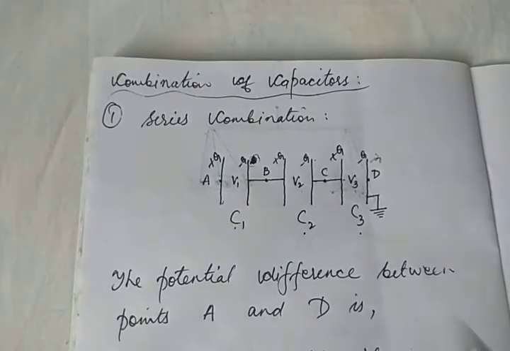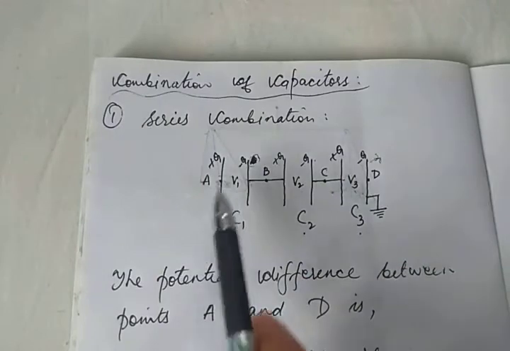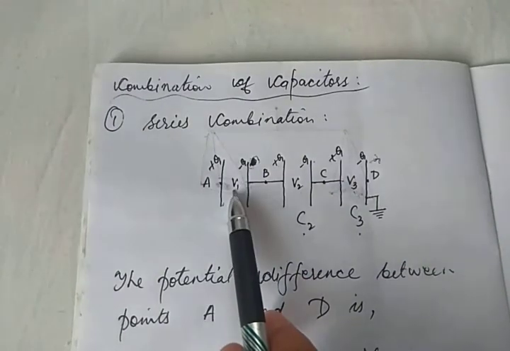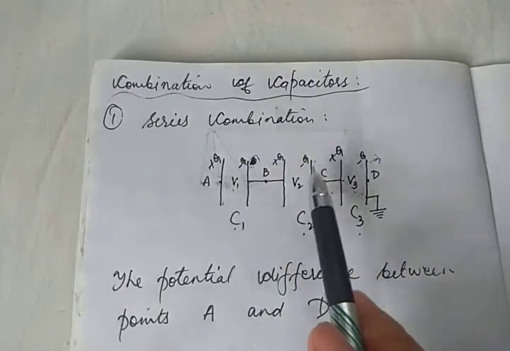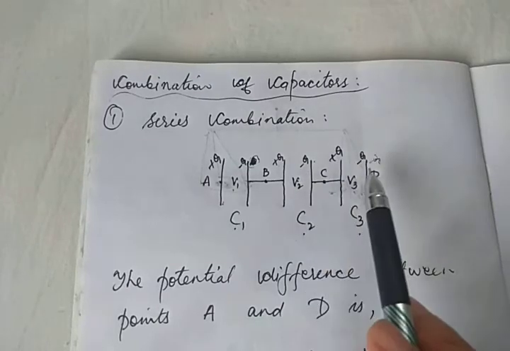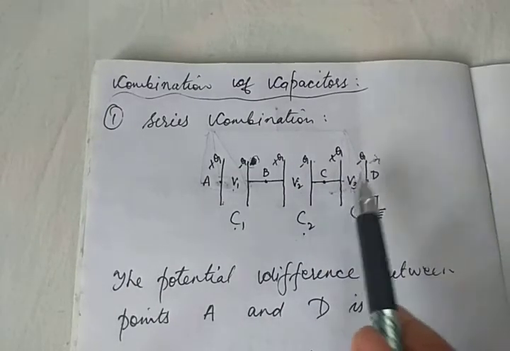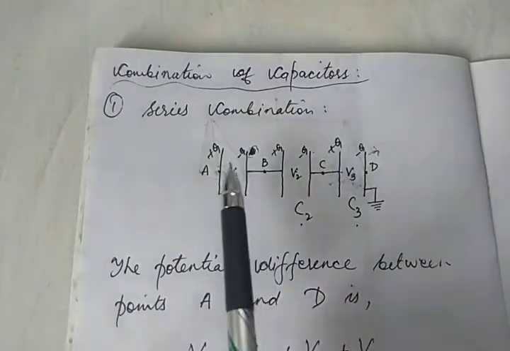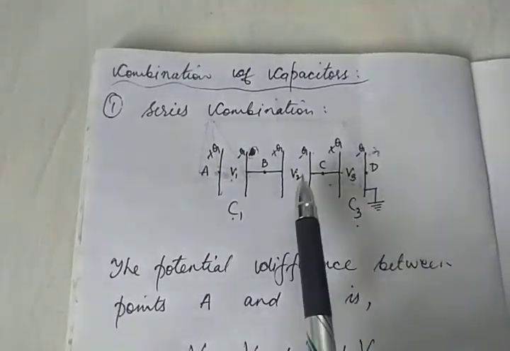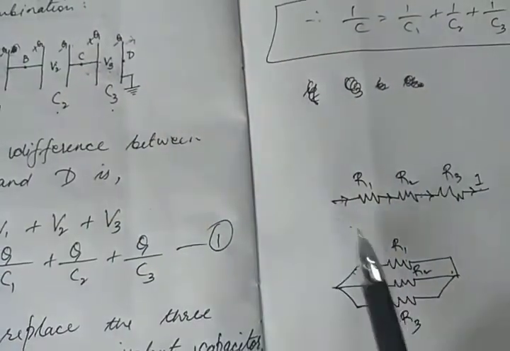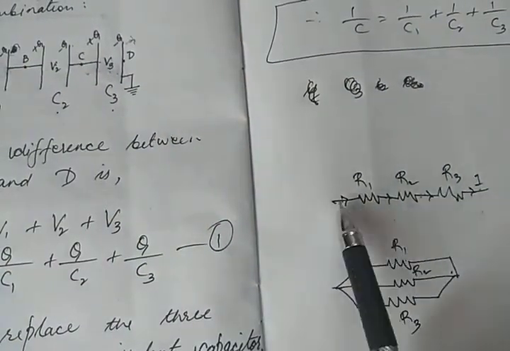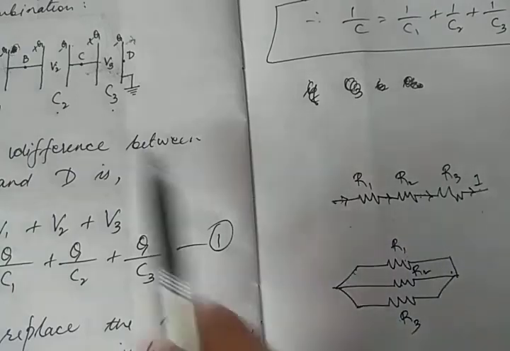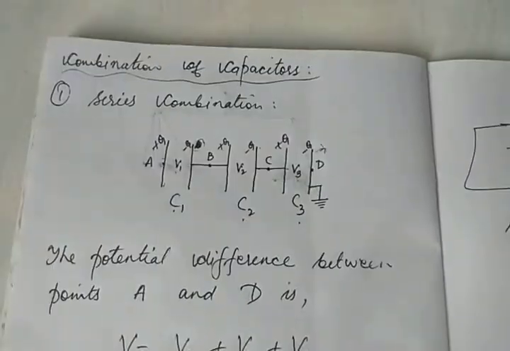So what we basically have is equal amounts of charge. The first capacitor holds q amount of charge, the second capacitor also holds q amount of charge, the third capacitor also holds q amount of charge. All three capacitors hold the same amount of charge, which is q. So the charge held by the capacitor is the same, like in the case of series combination of resistors, where the current flowing through the resistor is the same. The charge held by the capacitor is the same in this case.